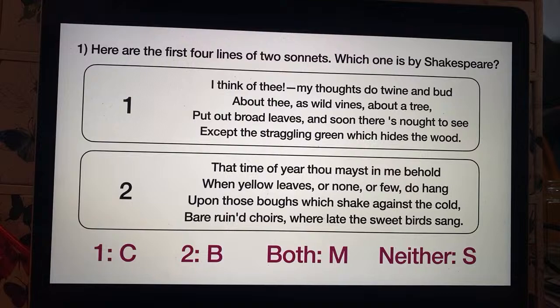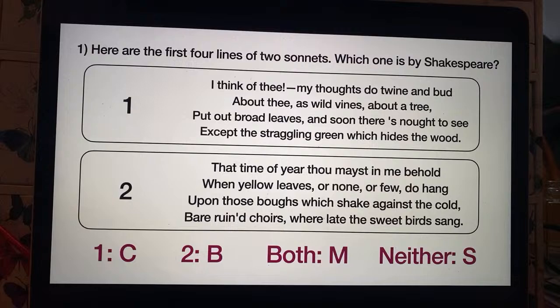Number 1. I think of thee. My thoughts do twine and bud about thee, as wild vines about a tree put out broad leaves, and soon there's naught to see except the straggling green which hides the wood. And number 2, that time of year thou mayest in me behold, when yellow leaves, or none, or few, do hang upon those boughs which shake against the cold, bear ruined choirs where late the sweet birds sang.